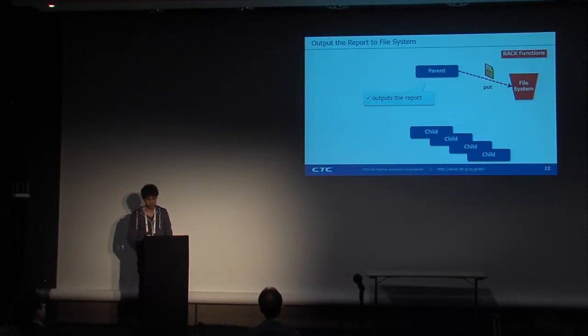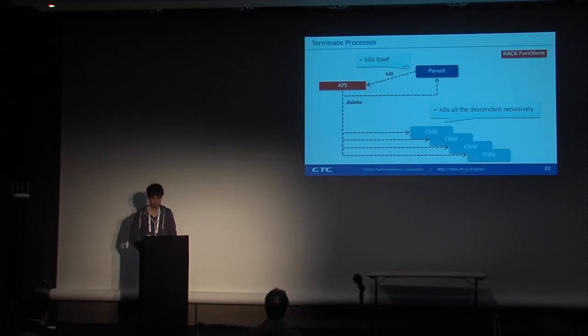So after the parent process gathers the result from the children processes, it makes the report and stores it to the file system. So file system is one of the RAC functions. So the entire simulation finishes at this point.